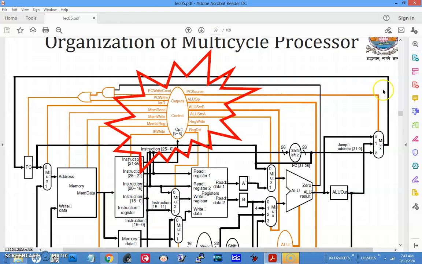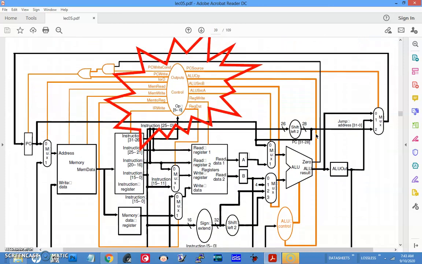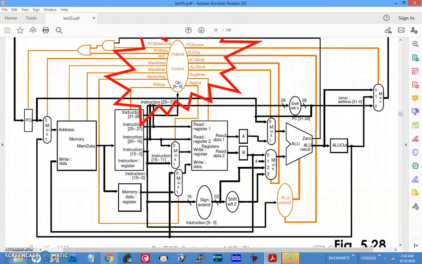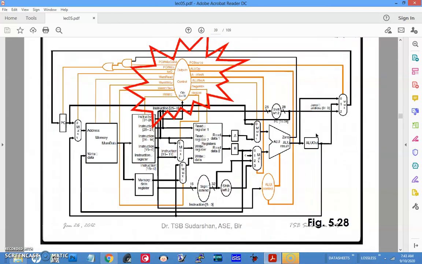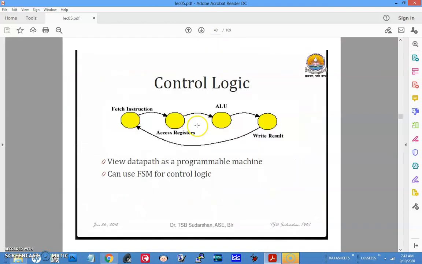For example, if you look at this multiplexer, this has got 3 inputs. So naturally, the control line must have 2 bits. Only then you can select one among the 3. So this control line is going to be a 2-bit control line. Likewise, the ALU operation is again a multi-bit control line and so on. So have a look at the control lines, what will be their values, etc. That's an important thing for you to understand.